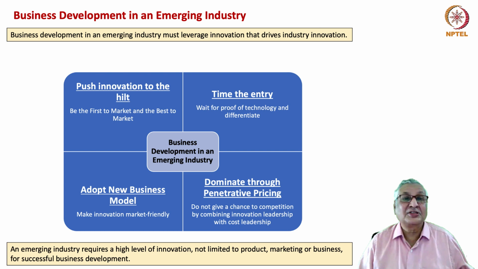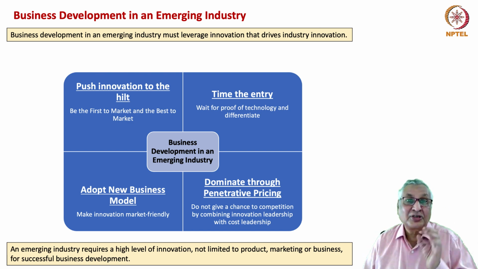How do you do then business development in an emerging industry? It seems to be fluid all the time. The techno-economic factors cannot be predicted. But there are some ways in which you must be determined. And these are the four ways. One, push innovation to the hilt. That is, be the first to market and be the best to market. You get the best technologies, you deploy them in the best possible manner. Prove your emergence in terms of three proofs: proof of concept, proof of product, and proof of business.